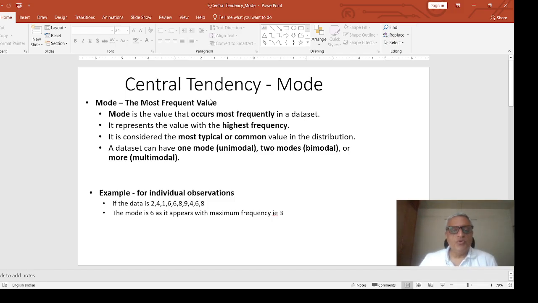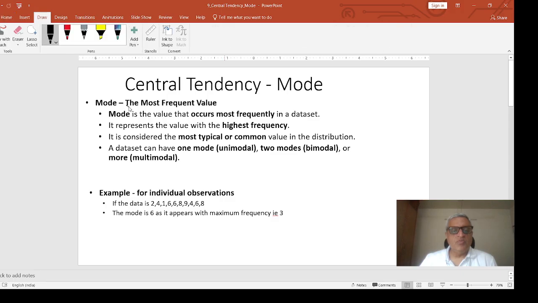We are going to learn yet another measure of central tendency, and that's mode. So what's mode? The mode is the most frequent value. The mode is that value which occurs most frequently within the data set. So here is the example.